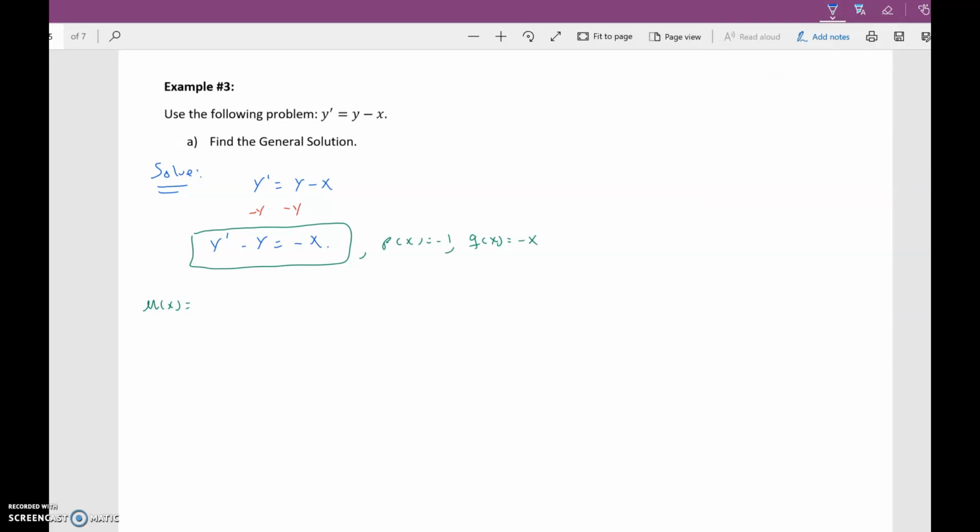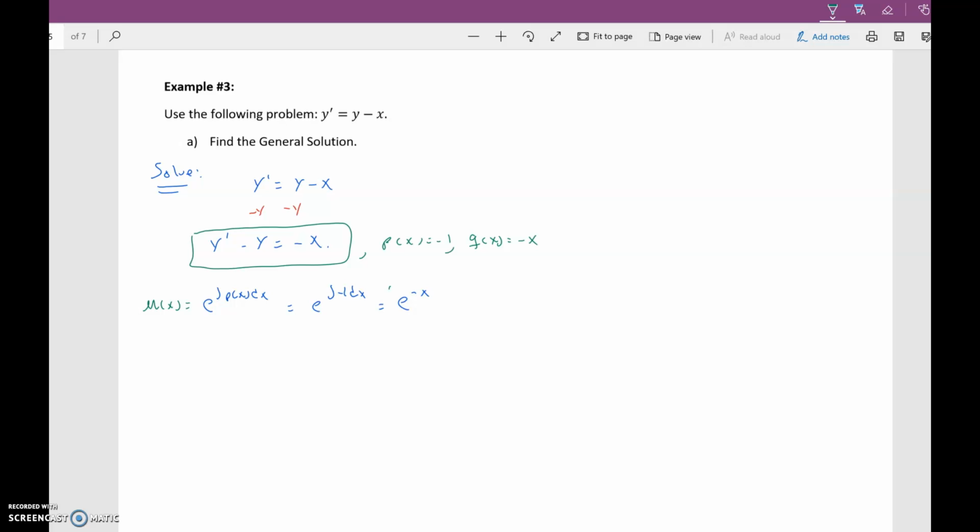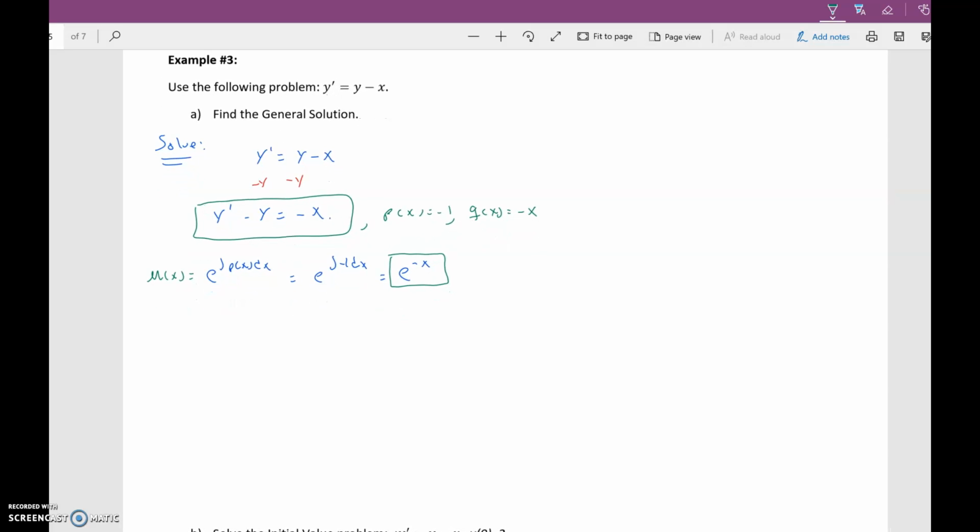So mu of x is equal to e to the integral of p of x dx, which is equal to e to the integral of negative 1 dx, or technically e to the negative x. That's the portion that we're going to use for mu of x.